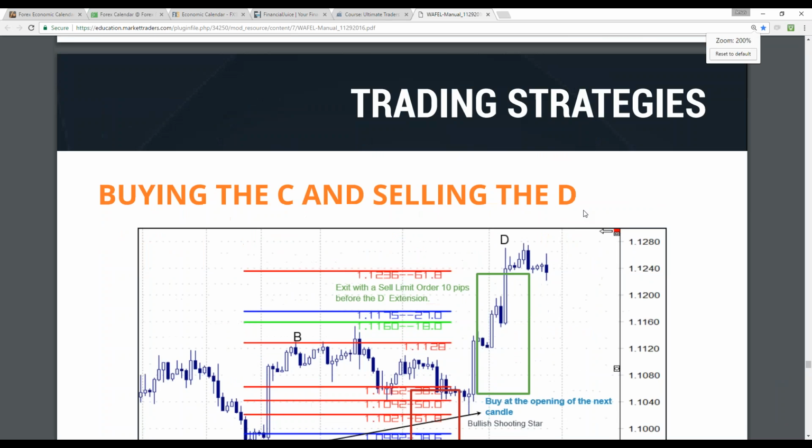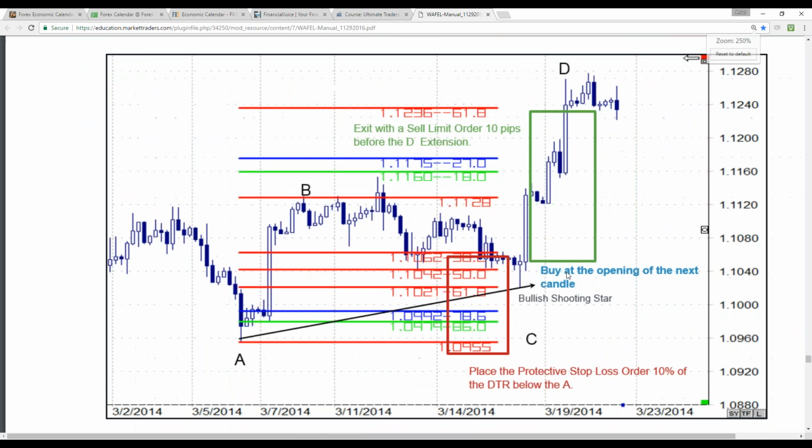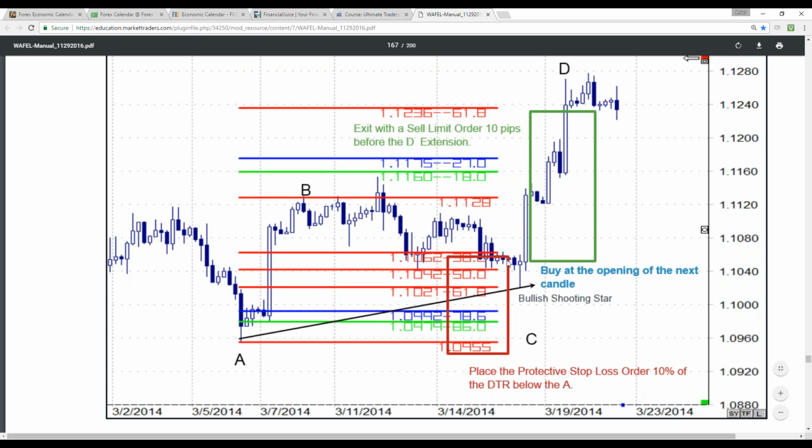So going through some illustrations where this strategy is applied, we have the AB, we have the same bullish shooting star. Entry takes place at the opening of the following candle. Stop is 10% of the DTR below the A. So we said 150 pips on the previous example. That would mean 15 pips below 1.0955. So that would mean that my stop would be at 1.0940.